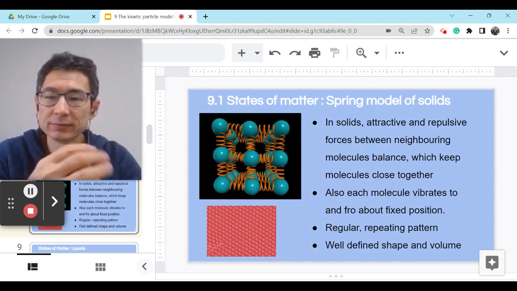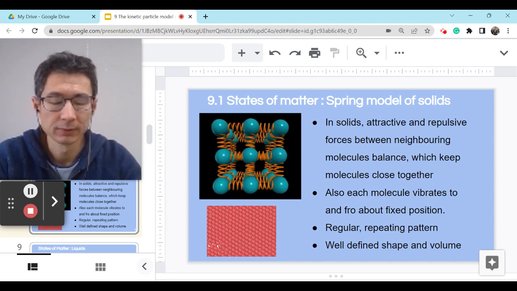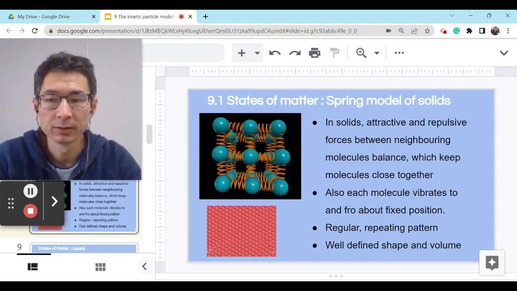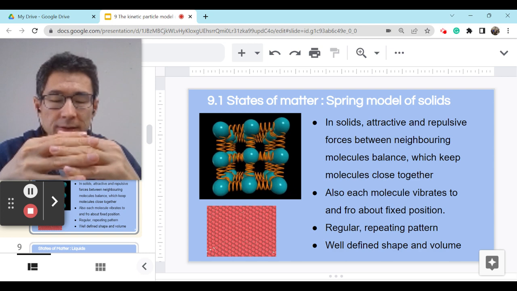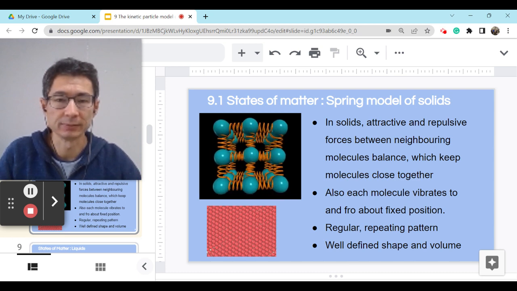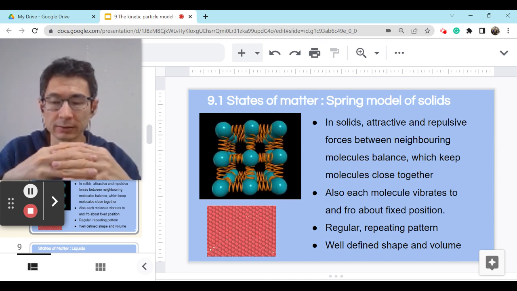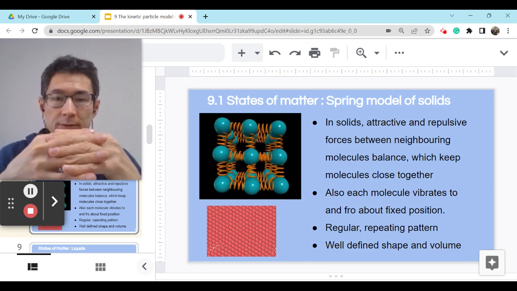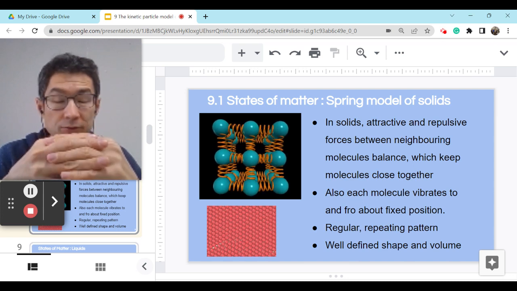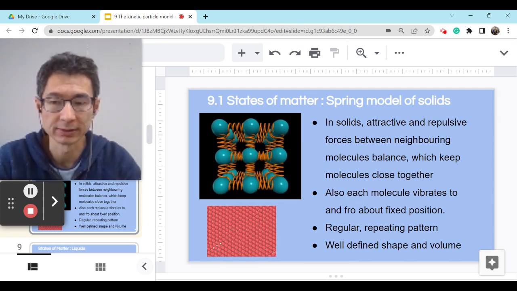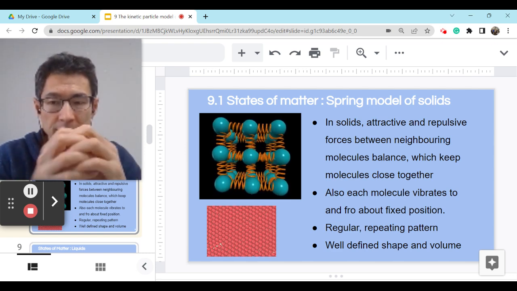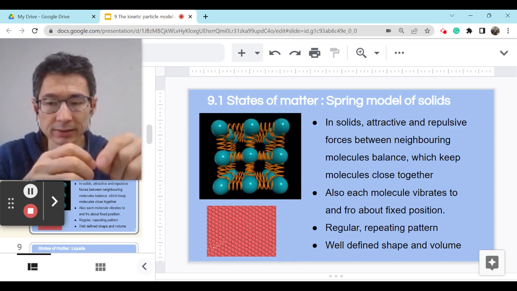So let's start with the solids. The kinetic particle model again. This model says that even though solids look stationary and not moving to your eyes, if you go to the particle level, molecular level, atomic level, they are in constant movement. That's what the kinetic particle model explains, and it makes sense when you put it into a mathematical equation.